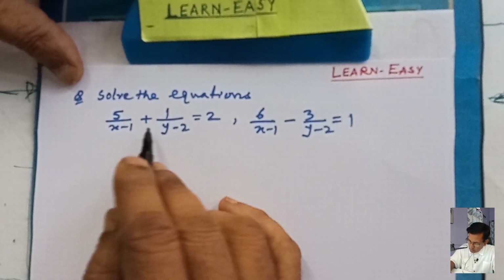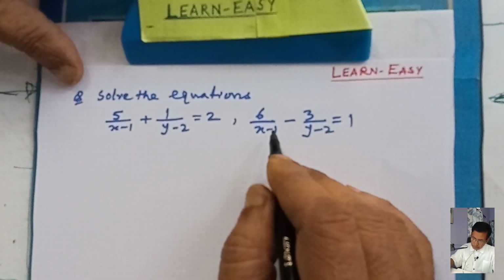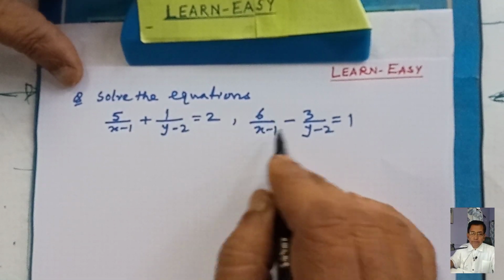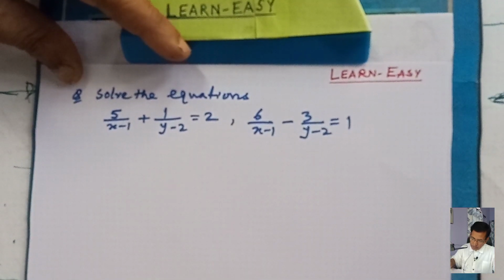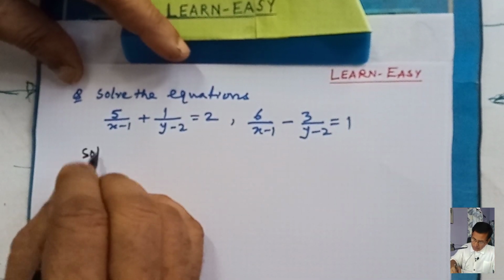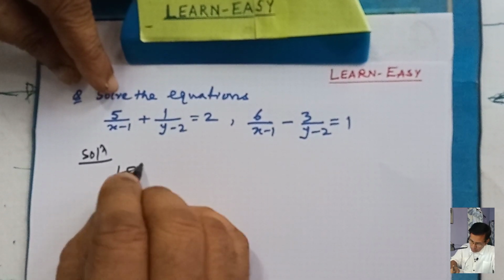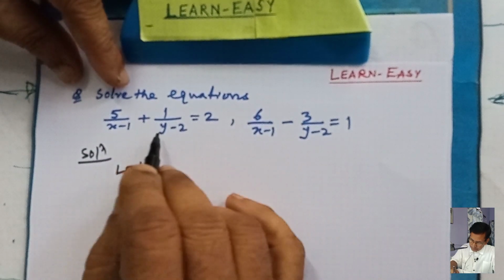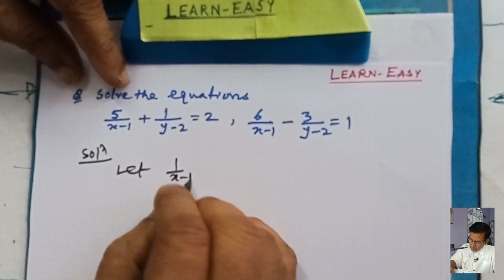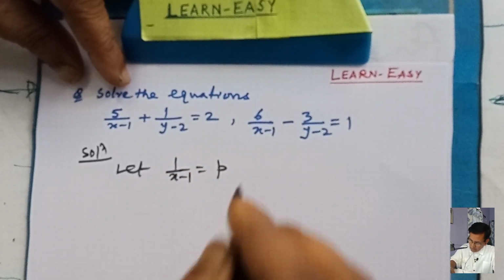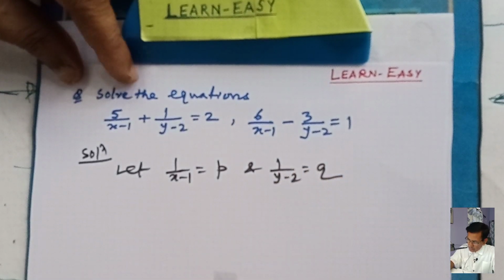Five by x minus 1 plus 1 by y minus 2 is equal to 2. 6 by x minus 1 minus 3 by y minus 2 is equal to 1. So let 1 by x minus 1 is equal to P, and 1 by y minus 2 is equal to Q.